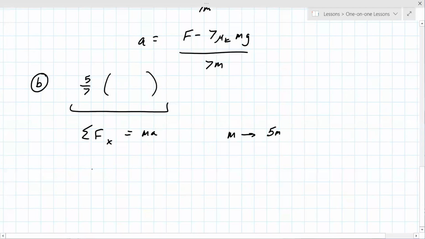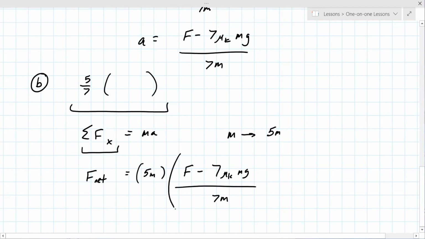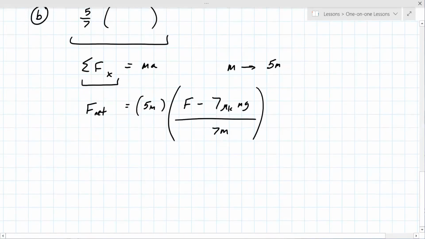So we got the net force, which we can just call force net on the box. It's 5m times the acceleration. Well, what's the acceleration? We just had it up here. It's F minus 7 mu k mg over 7m. We literally just grab that, and this m cancels with this m, and if you bring the 7 out, it becomes 5/7 (F minus 7 mu k mg).